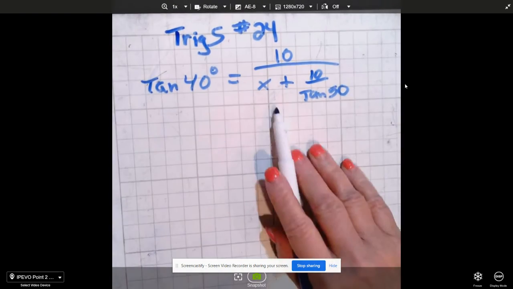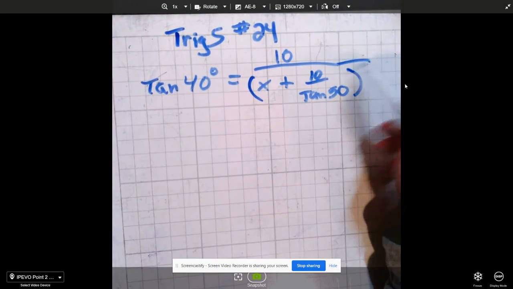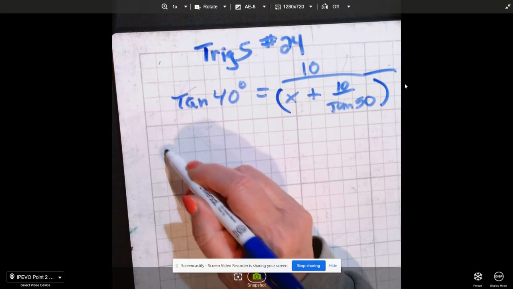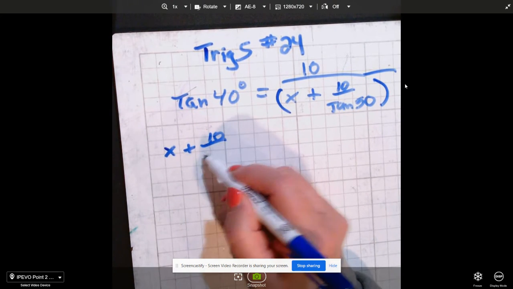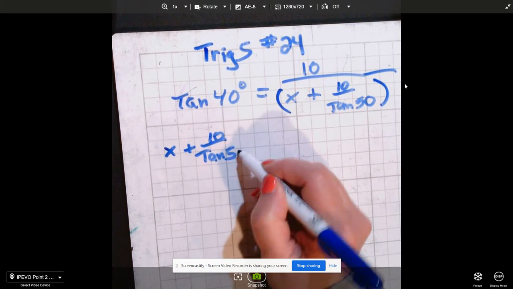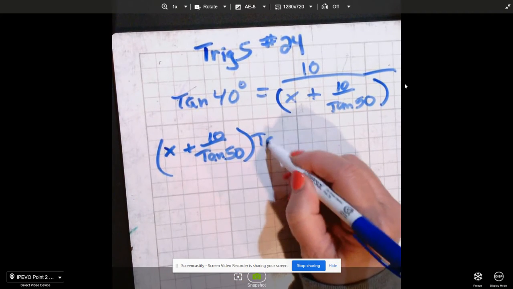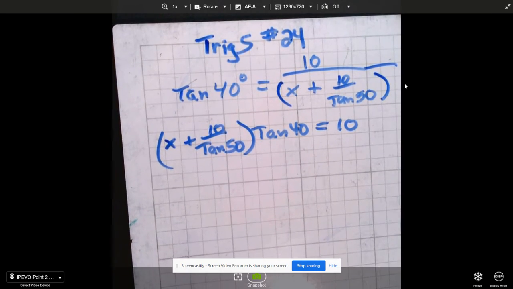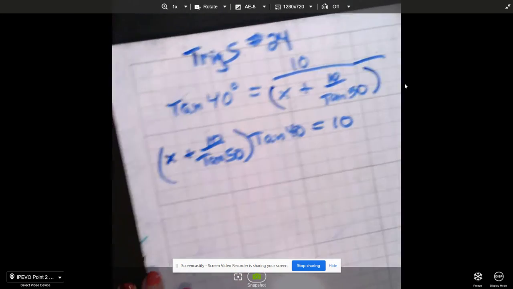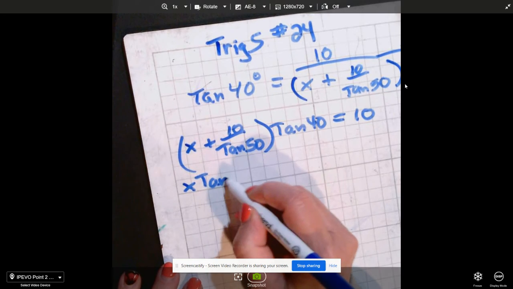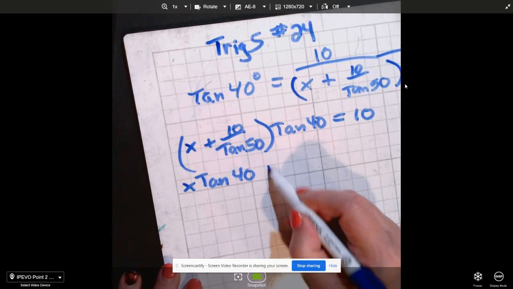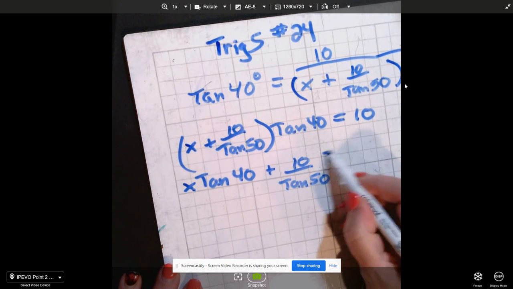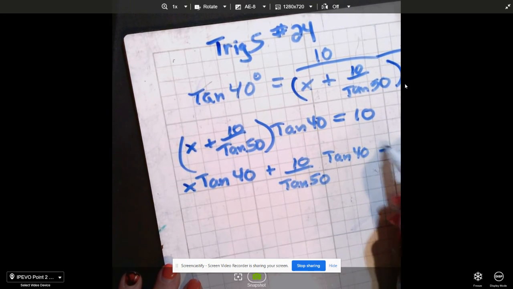All right, well, I want to solve this for x. So I can kind of put this in parentheses. I can cross multiply. So I can say x plus 10 over the tangent of 50 times the tangent of 40 equals 10. I now want to get x alone, so I'm going to have to distribute this. So I'm going to have x times the tangent of 40 plus 10 over the tangent of 50 times the tangent of 40 equals 10.